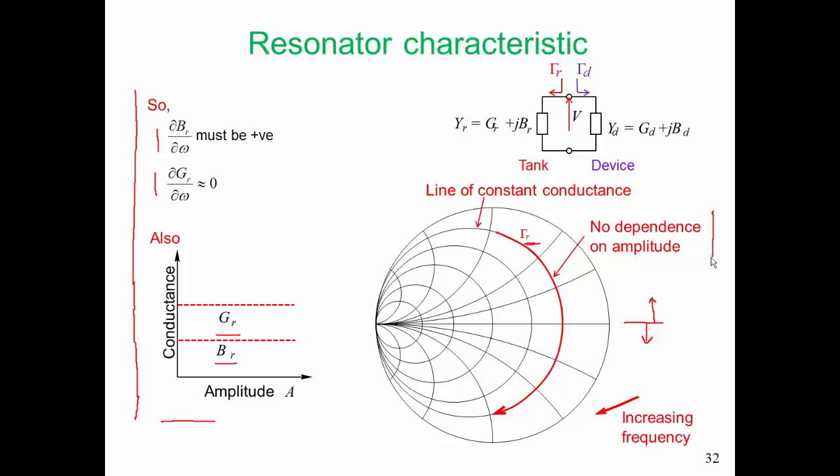And if there is a dependence, there is a possibility that we will have a variation of the susceptance of the resonator and the conductance of the resonator with respect to amplitude. We cannot avoid that, but we would like to keep it as low as possible. Well, one way to keep the derivative of GR with respect to amplitude small is to make sure that GR is as small as possible.